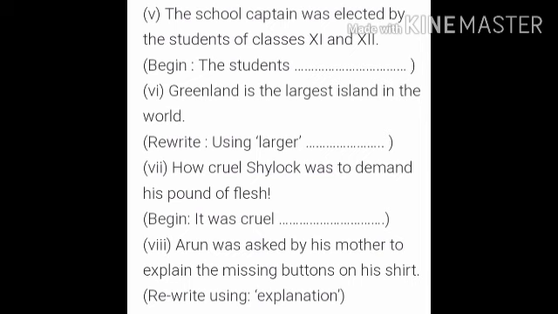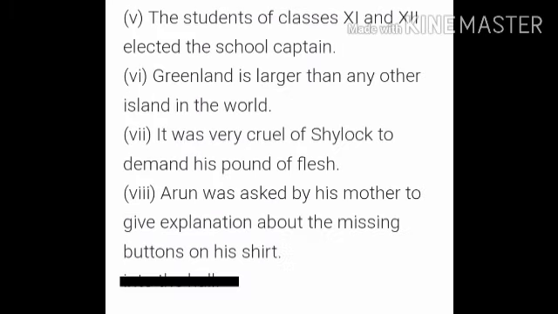Arun was asked by his mother to explain the missing buttons on his shirt. Now we have to rewrite using "explanation". So: Arun was asked by his mother to give an explanation about the missing buttons on his shirt. Is it clear, students? Now you can go through the answers. The answers are here. You can just go through them once again.